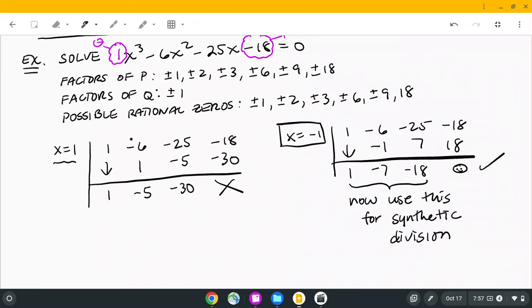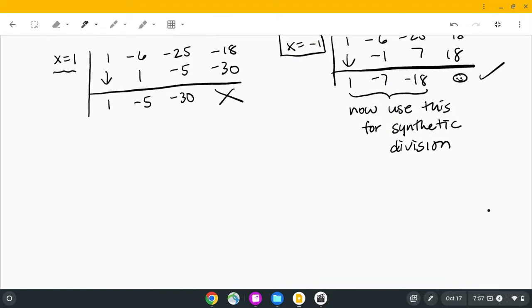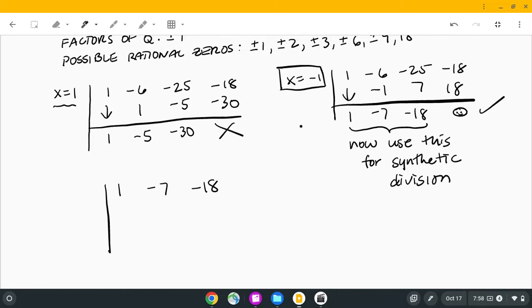So it's no longer 1, -6, -12, -25, -18. We're not using those numbers anymore because we found a 0. So we're going to use 1, -7, -18 now. Whenever you get a 0 and you're trying to find the rest of them, you can work off of what we call the depressed polynomial.